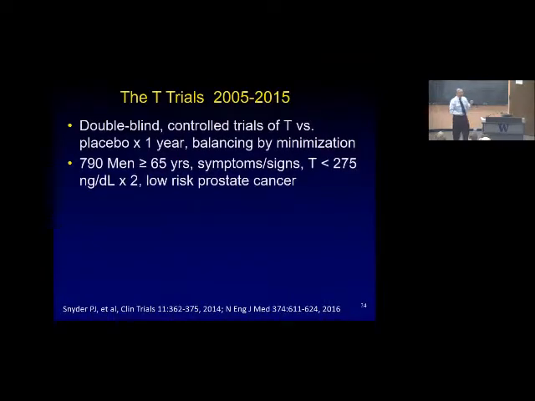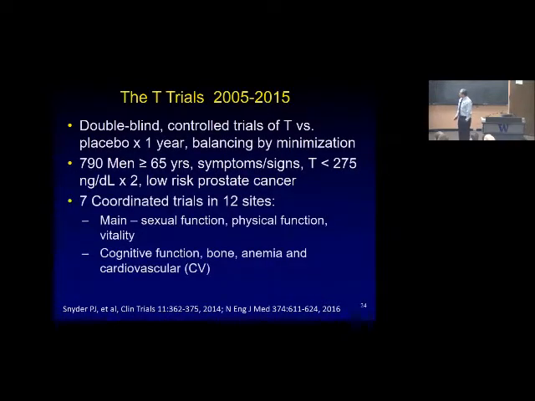And they also had to have consistently, repeatedly low testosterone levels, at least on 2 occasions less than 275, well below the lower limit of normal for the assay that was used. And they had to have a low risk of prostate cancer.